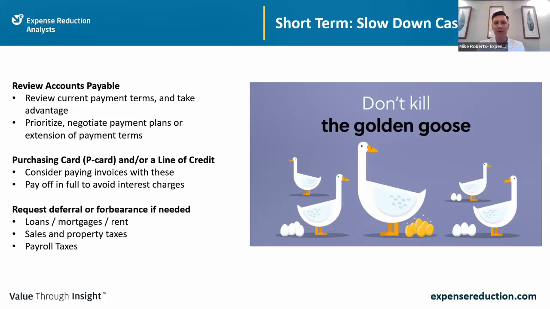Prioritize, negotiate payment plans or extension of payment terms. If cash is an issue, reach out to your vendors, especially those vendors that you have loyalty with and have a good payment history with. 9 times out of 10, they'll be willing to be flexible and extend those payment terms. So that's a good low-hanging fruit or place to start for short-term cash issues.